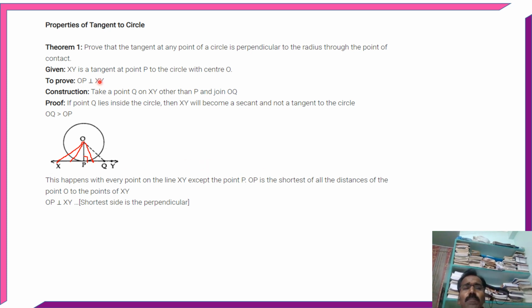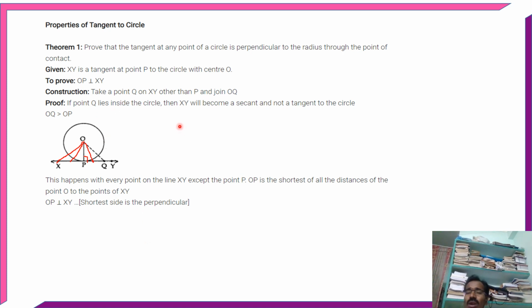This is a very, very important theorem, students. Based on this only, we have many applications in circles. And many times, it is given in the final exam as a 2-mark question. Prove that the tangent at any point of a circle is perpendicular to the radius through the point of contact. First write given, RTP, nothing but to prove, construction, and then the proof.